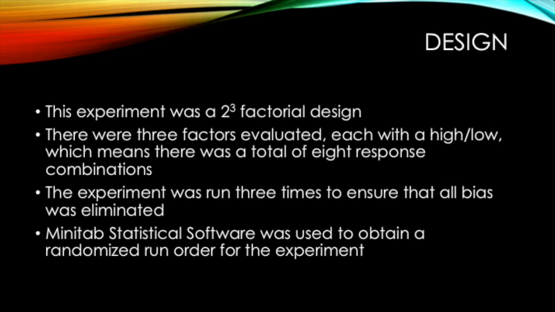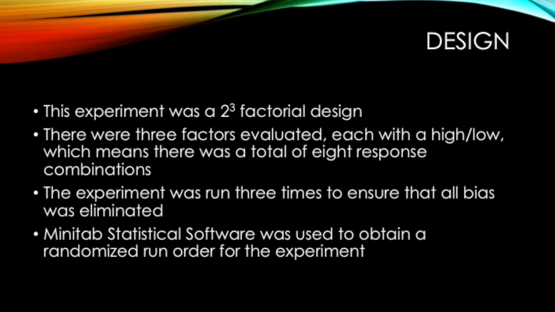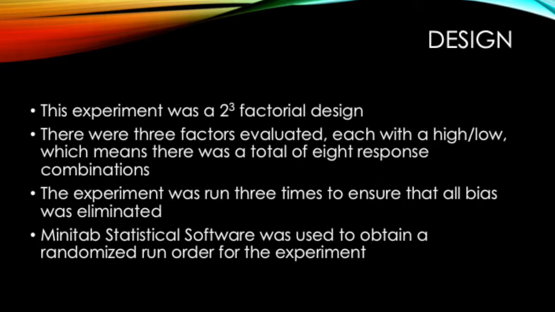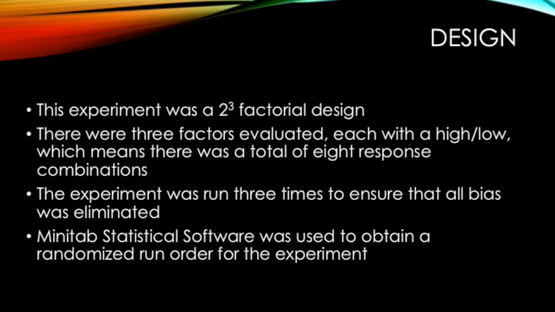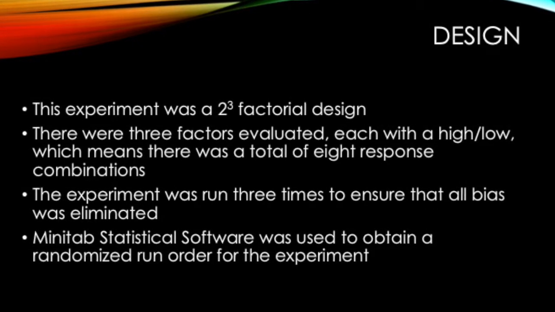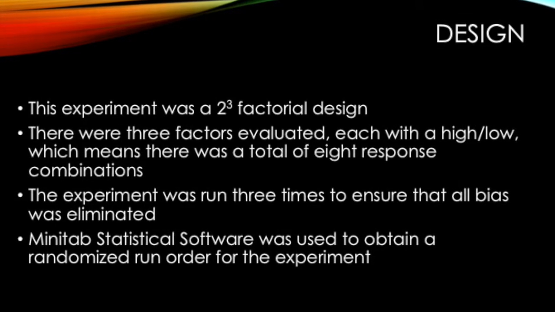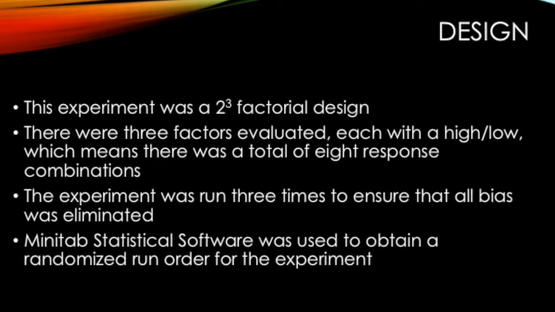Using design of experiments, we designed a 2 to the third factorial design. There are 3 factors evaluated, each with a high-low, which means there was a total of 8 response combinations, and we used Minitab to randomize our design. The experiment was run 3 times to ensure that all bias was eliminated, and because running it more than once would let us know if the outcome of the game had changed, even if the factors did not. We wanted to get a good average of effects, however, running it more than 3 times would have been too time-consuming.